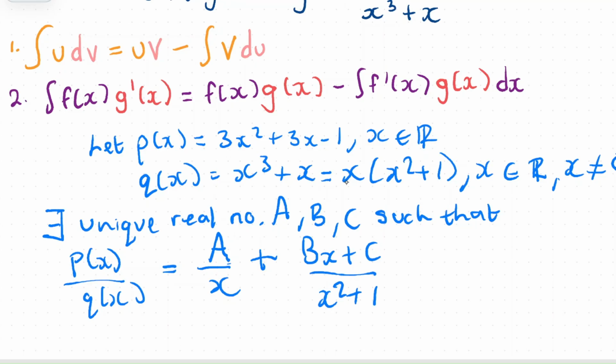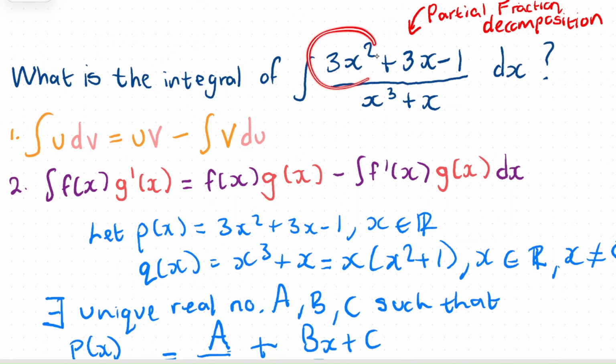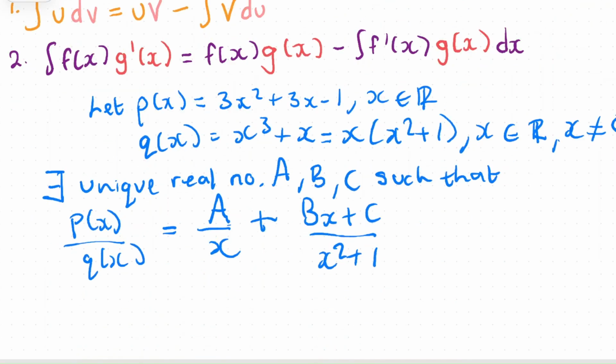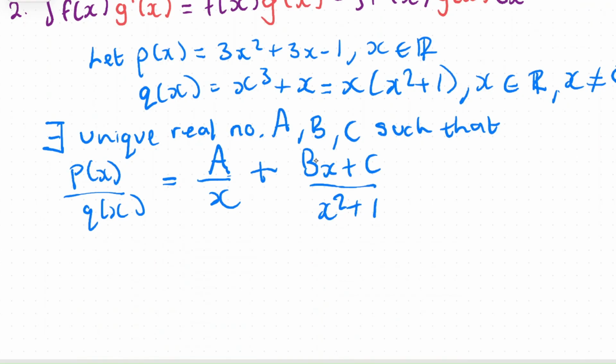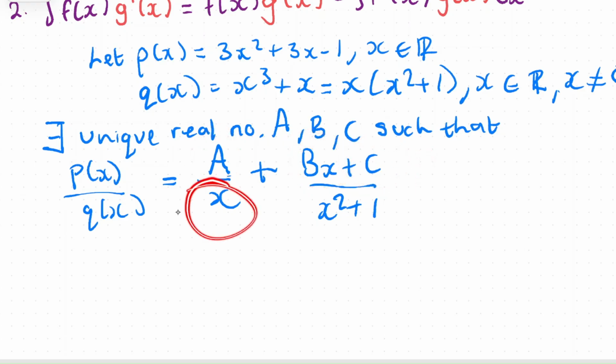Basically what I'm saying is the denominator, q of x, has 2 factors, x and x squared plus 1, right? And we say that the numerator has three terms: 3x squared, 3x, and minus 1. So what we can basically do is break that up to say, okay, I still have a, I still have bx, and I still have c, which would make that 3 in the numerator, and then in the denominator I would still have my two factors.